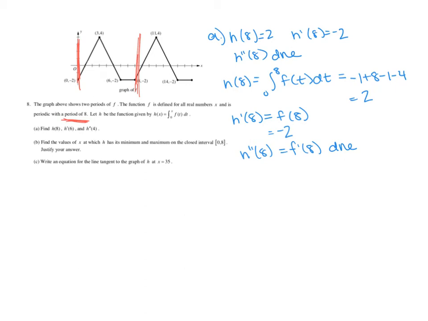So we need to know two things. We need to know the point. We have 35, comma something. We need to figure out that y value. And then we also need to know the slope. So we need to know h prime of 35. So we need to figure out what these two things are. And to do that, we need to use that this is something that is periodic. So every 8 units, the graph resets.